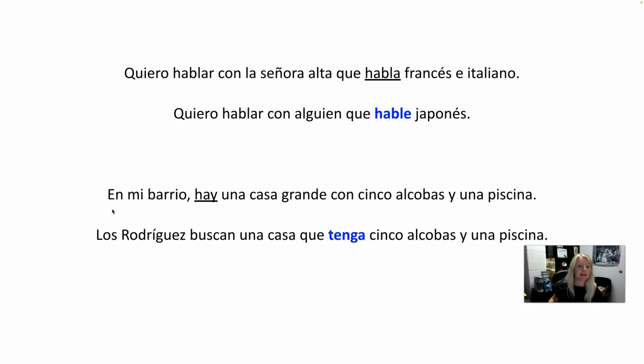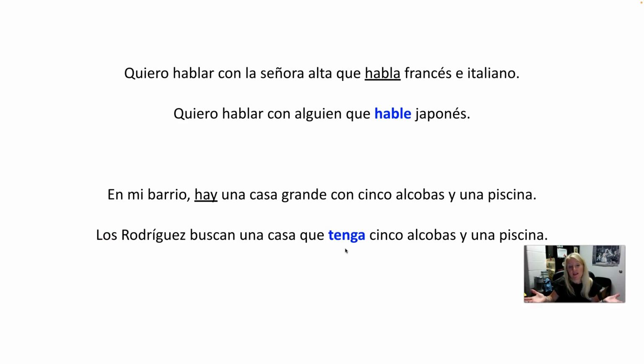Otro ejemplo. En mi barrio hay una casa grande con 5 alcobas y una piscina. In my neighborhood, there really is a big house with 5 bedrooms and a swimming pool. There's no doubt about it. I've seen it. I know the address. It's there. It exists. However, los Rodríguez buscan una casa que tenga 5 alcobas y una piscina.